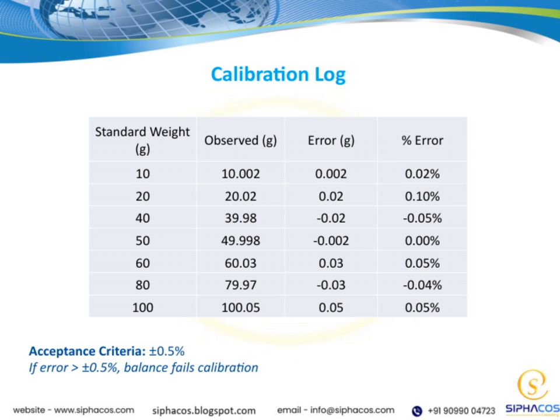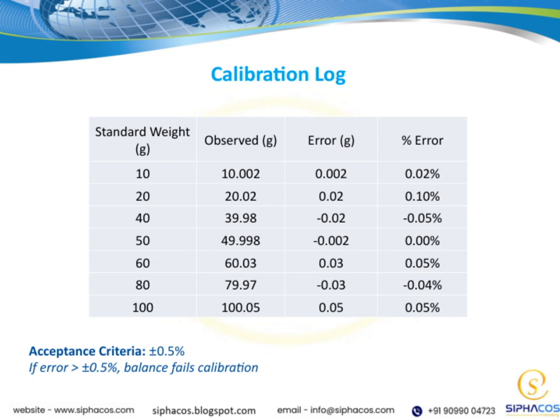For example, when we test the 10-gram standard, the observed value is 10.002 grams, which results in an error of 0.002 grams and a percentage error of just 0.02%, well within our acceptable range. Similarly, for the 20-gram weight, the observed value is 20.02 grams, with an error of 0.02 grams, translating to 0.1%. Again, this is within the plus or minus 0.5% limit.